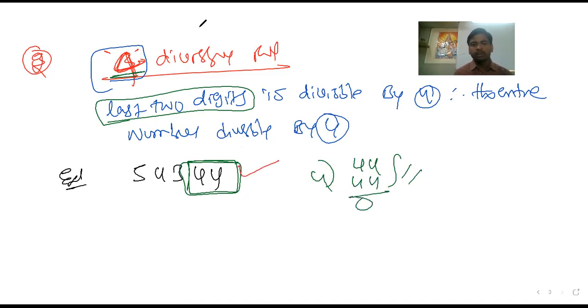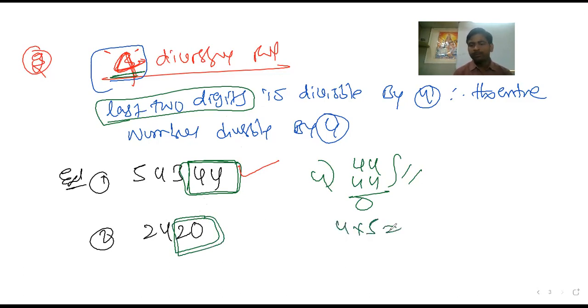Let me take a second example: 2420. Please look only at the last 2 digits: 20. 4 fives are 20. So therefore this total number is divisible by 4. It's very simple.